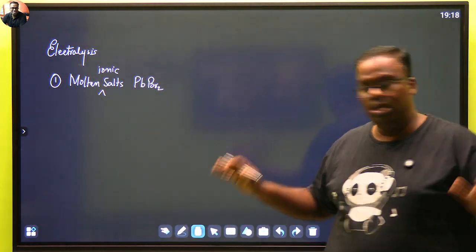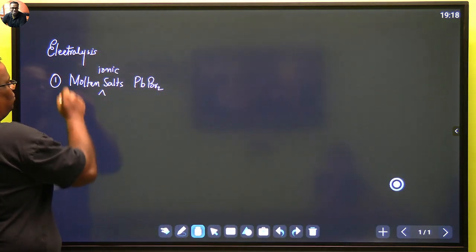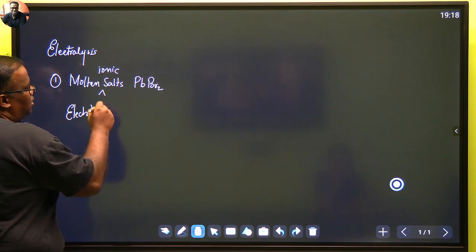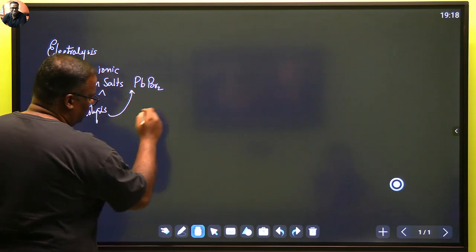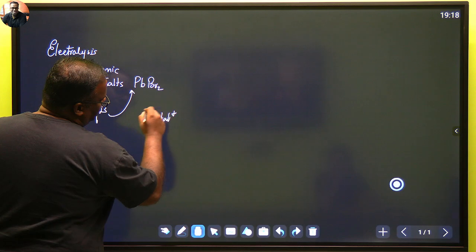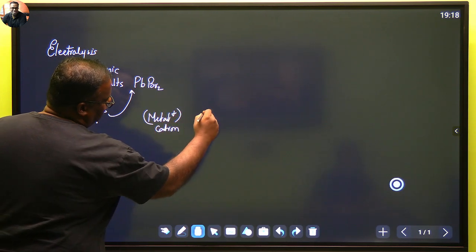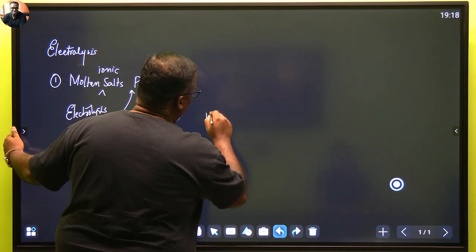Have you understood? Whenever we actually do electrolysis of molten salt, some takeaways you have to remember. Electrolysis of molten salts will actually create two types of ions. The metal positive ion, which will be your cation, right? And there will be the, I won't say non-metal, rather I would use the word halide.